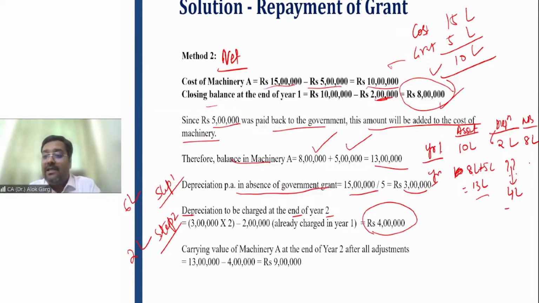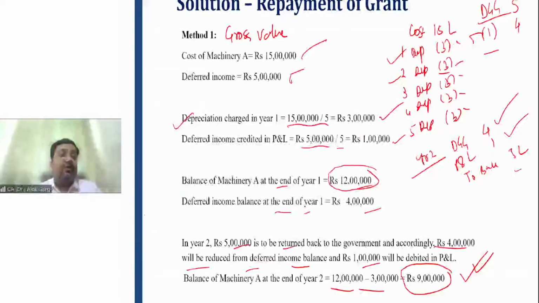So 13 lakh minus 4 lakh. What is the net carrying value? What is the net block at the end of the second year? It will be 9 lakh rupees. Carrying value of machinery at the end of year 2 after all adjustment, 13 lakh minus 4 lakh, which is 9 lakh rupees, right? So friends, you can see that even in the approach number 2, where the entity was following net approach, the net carrying value at the end of year 2 is 9 lakh rupees. First approach, it was also 9 lakh rupees.